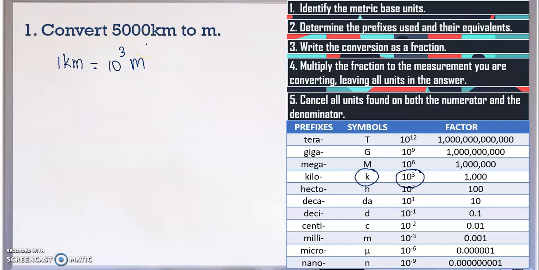Third step, write the conversion as a fraction. In determining the fraction, we first have to look at the given measurement. The given measurement is 5,000 kilometers. The unit of this measurement is kilometer. The unit in the conversion that is the same as the unit of the measurement should be placed on the denominator side.